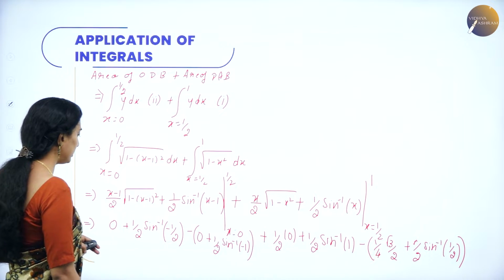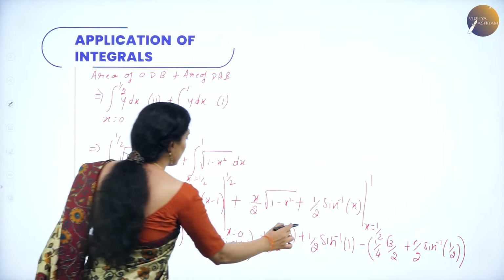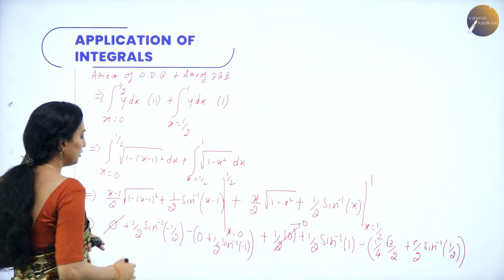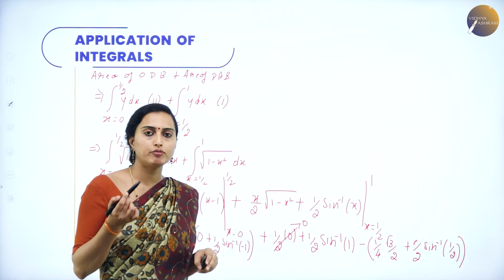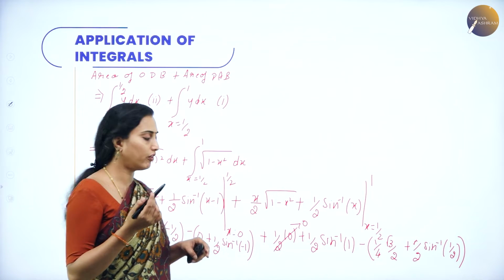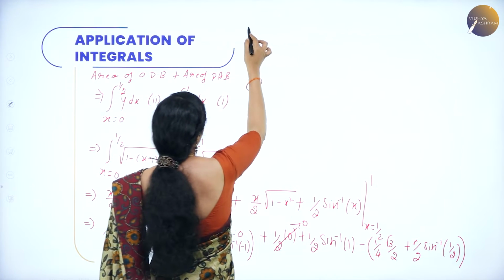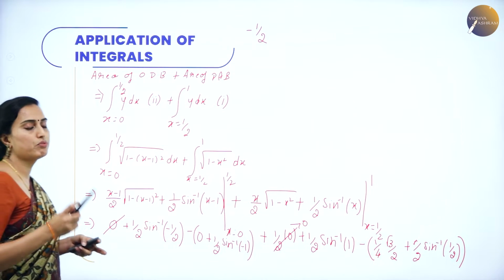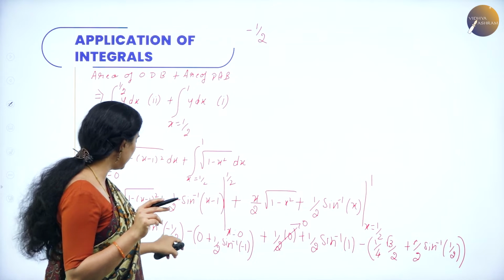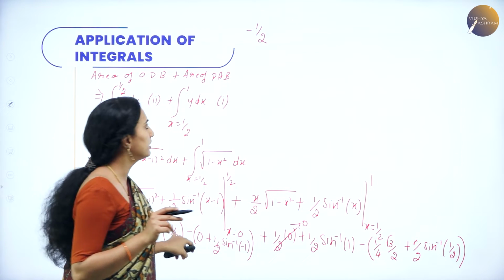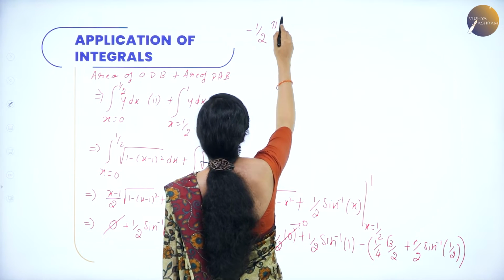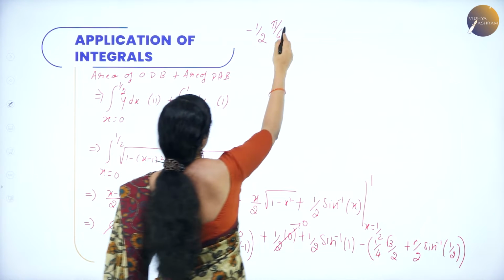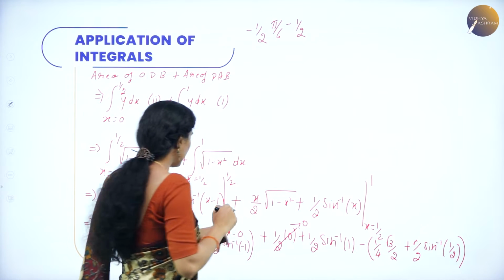Now let us simplify this one. Anyway, this is 0. This is also 0, correct? Now here this is also 0. Half into sine inverse of minus half. Sine inverse of minus half is nothing but minus sine inverse of half. So which will become minus 1 by 2 into sine inverse of half. So which will be giving you sine 30 degrees. Sine 30 degrees is nothing but what you are getting? Pi by 6. So minus half into pi by 6.